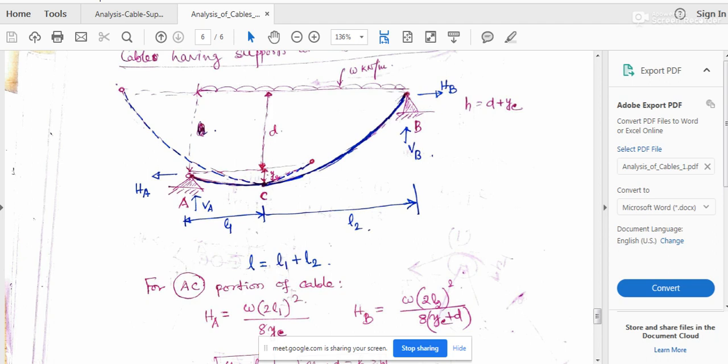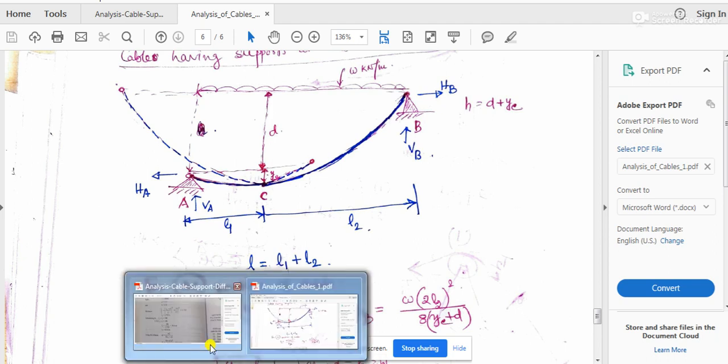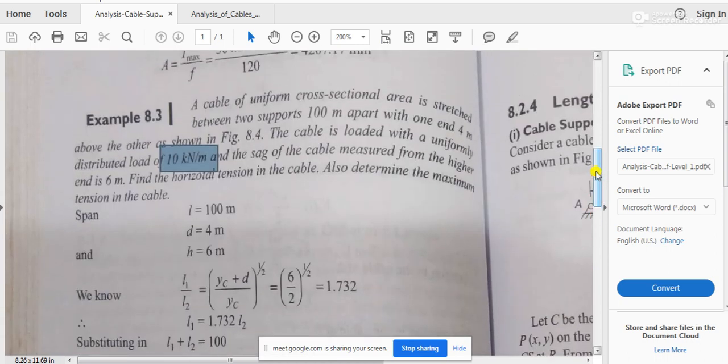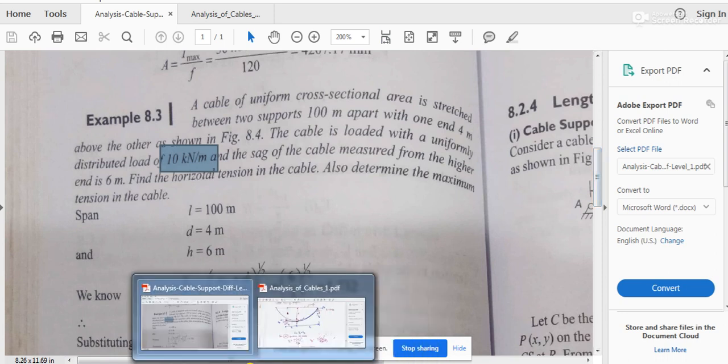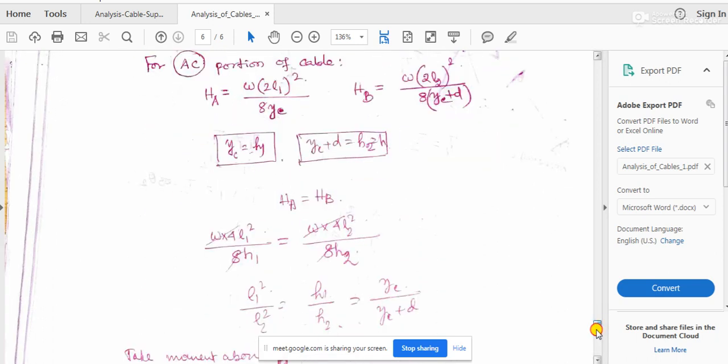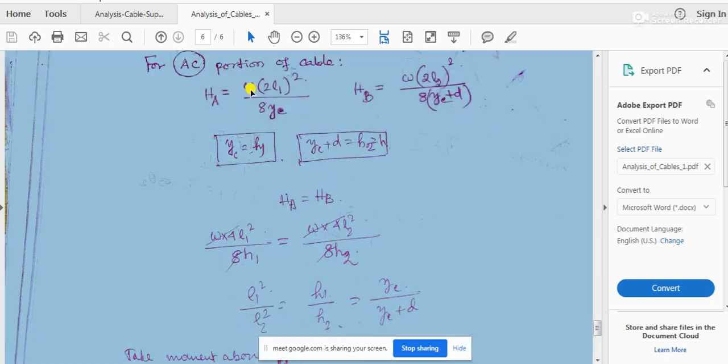First thing being asked in the problem is to find the value of your horizontal tension. Okay. So from the formulation, we know that the horizontal component of forces will be equal at support A and support B. So we know HA equals HB. Let me write the equation over here only.